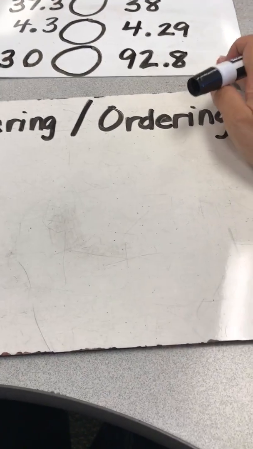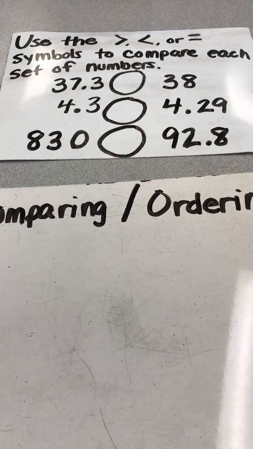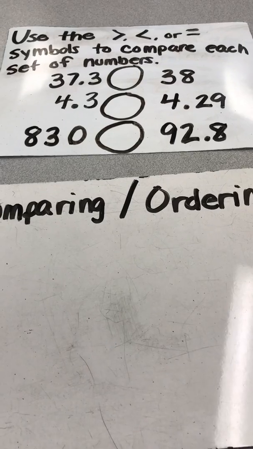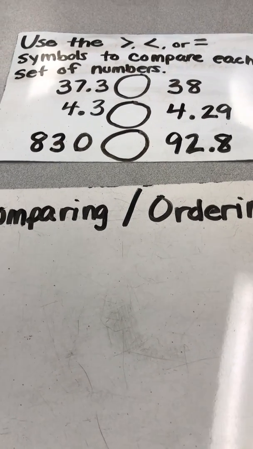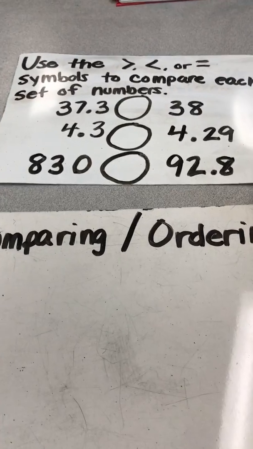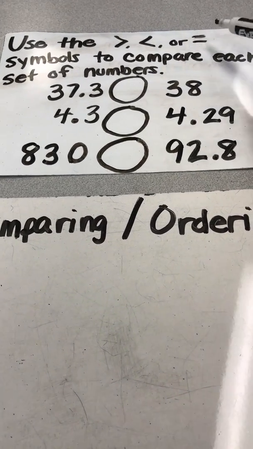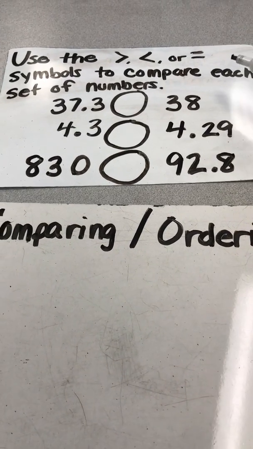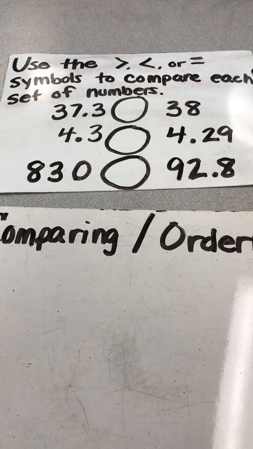While you're watching this video, remember you can pause, do the problem yourself, and then come back and watch me explain it. When you're done, it'll give you some practice problems to try on your own. For this first set of questions, the directions tell you to use the greater than, less than, or equal to symbols to compare each set of numbers. So whatever symbol you're choosing should go inside that circle.